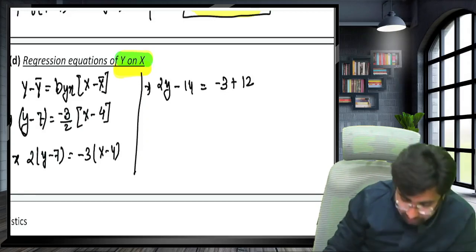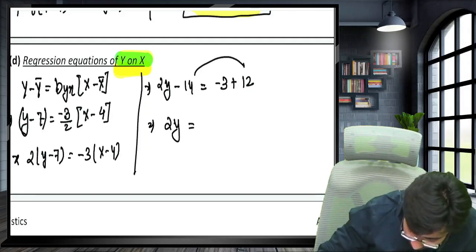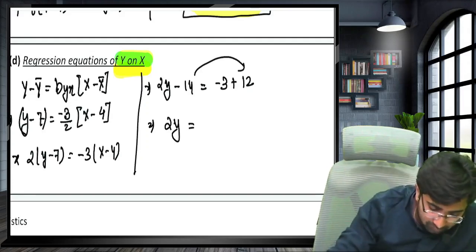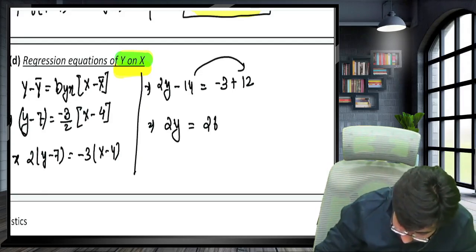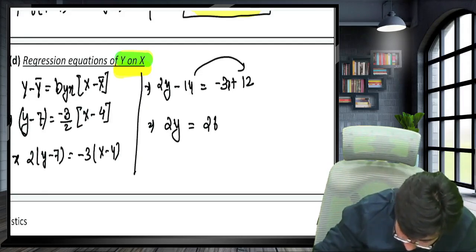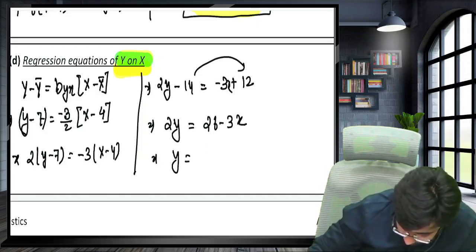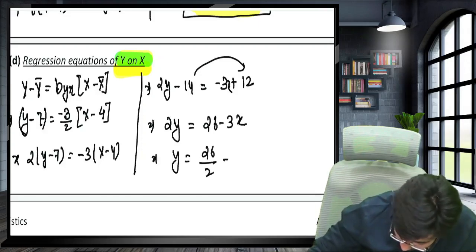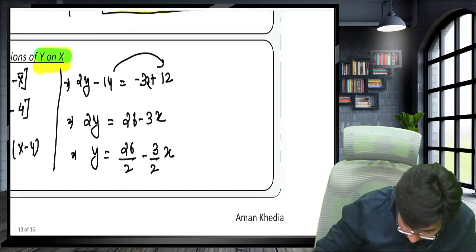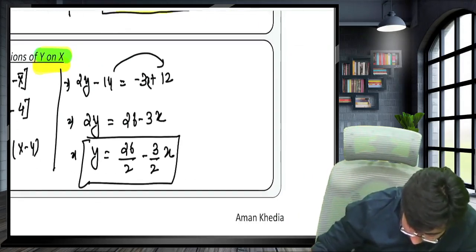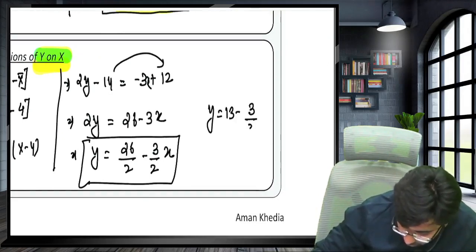Guys, you are constructing y on x. So let's keep y on one side and send the remaining to the other side. This 14 will come with positive sign. So 14 plus 12, guys, this is 26. I think something is left. Sorry, x, minus 3x. So guys, y will be 26 divided by 2 minus 3 by 2 x, that is 13. Guys, you can simplify it. This is the final answer, or you can divide it and write y is equal to 13 minus 3 by 2 x.